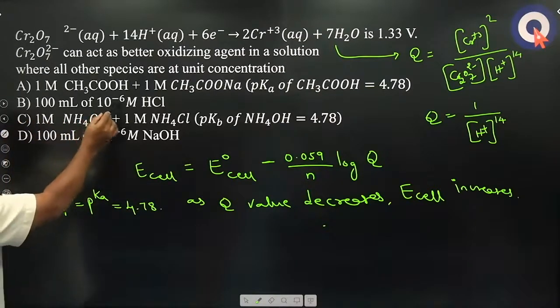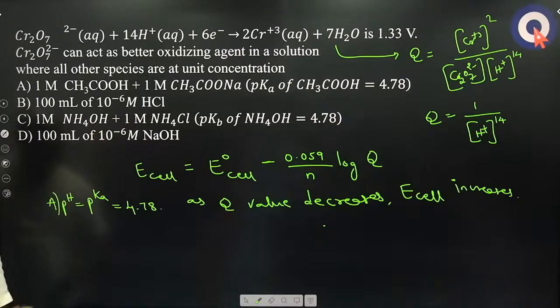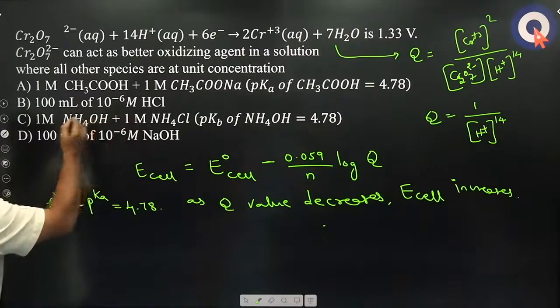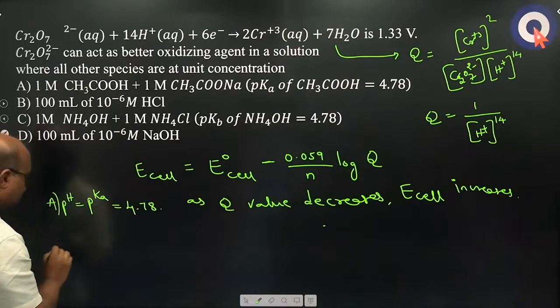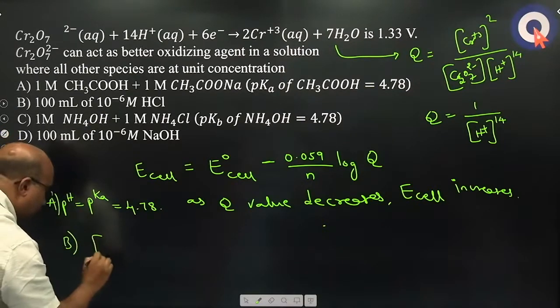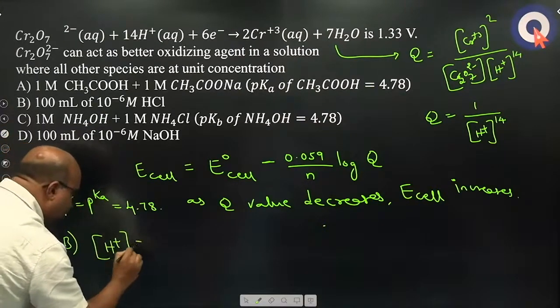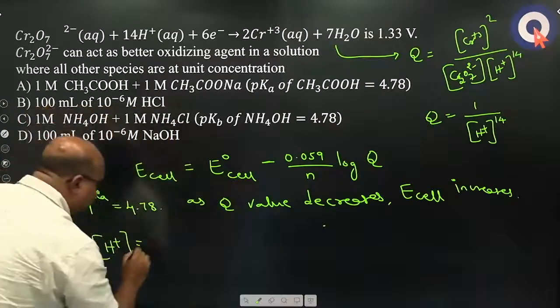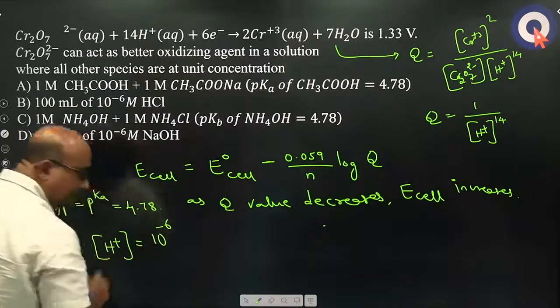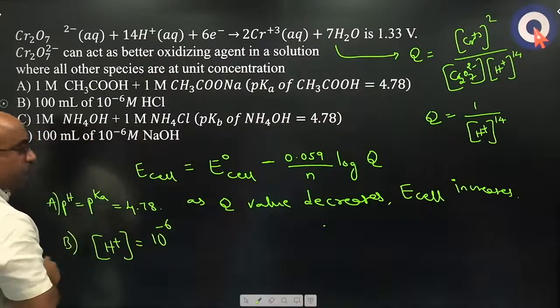There is 10 to the power of minus 6 M HCl. So what is the H+ concentration in such cases? We have 10 to the power of minus 6, so that is the B option. Generally we say HCl is a strong acid. So what is the H+ concentration? 10 to the power of minus 6, coming from HCl directly.